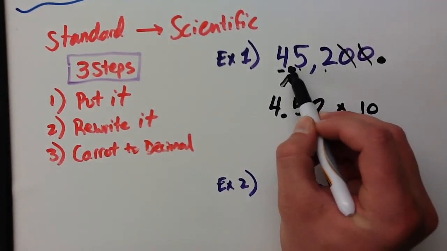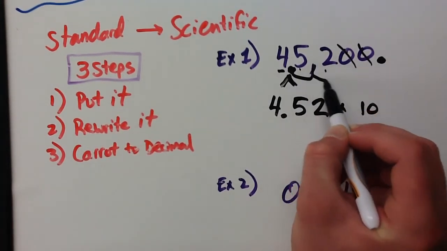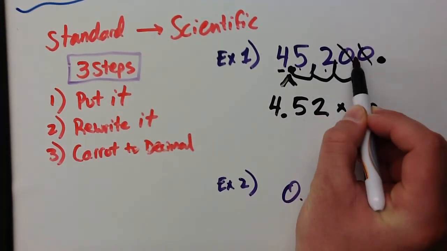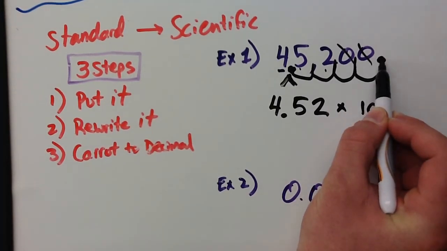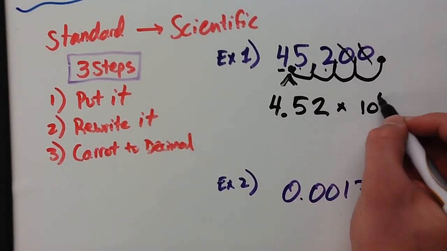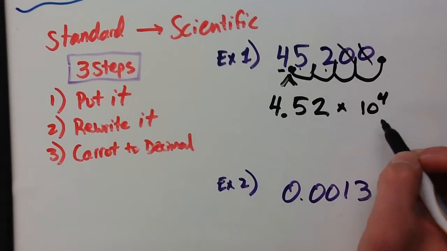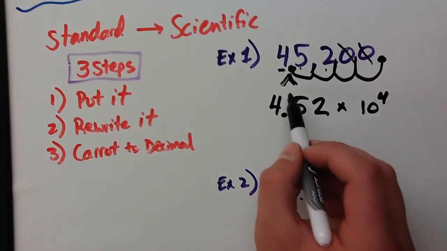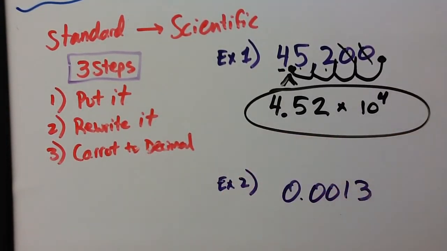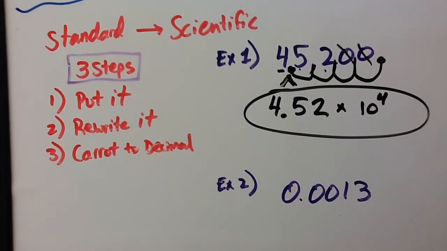So I'm here, this is the caret, I'm going to the original decimal. So I go 1, 2, 3, 4 spaces. I went 4 spaces to the right, so my exponent on the power of 10 is positive 4. So this number right here, 4.52 times 10 to the 4th, would be the number in scientific notation.